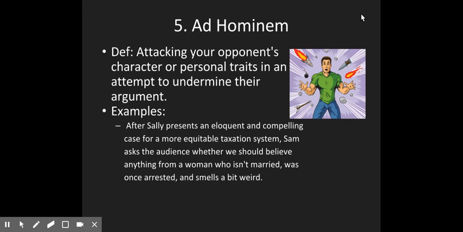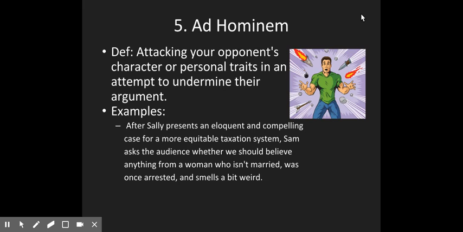All right, number 5 is called ad hominem, which is a Latin term, but it means basically to attack a man. So for those of you that speak Spanish, hominem is where we get our word hombre. Okay, and it's also where we get our word human. So you're attacking a person rather than their argument.